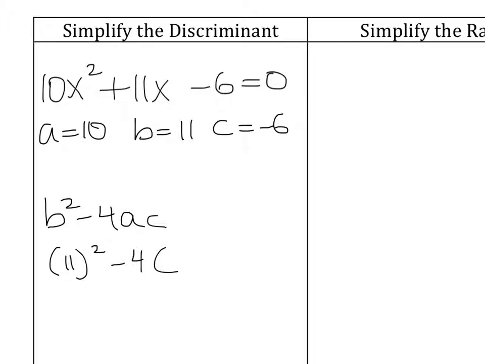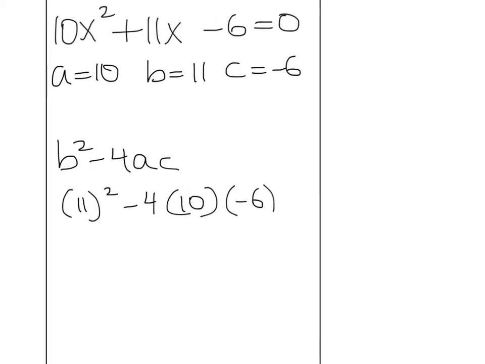Minus 4 times a times c. Now remember, you need to find the discriminant first, and if it's b to the power 2, it means you have to put b inside the parentheses always. Now if you plug this into your calculator or you try to do it on your own, you're going to get that the discriminant is 361, which is a positive number, so I know that I have two real roots.